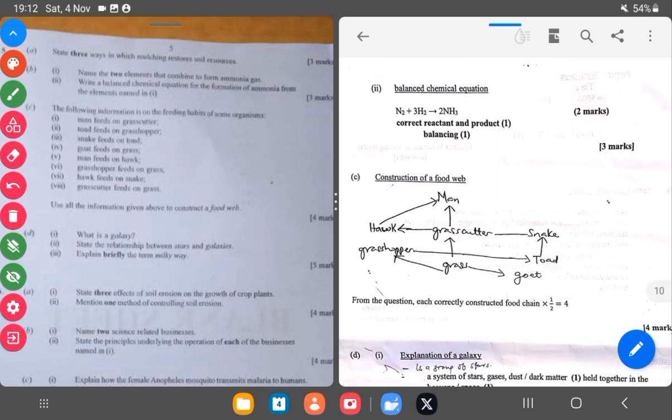So the next question is asking us to draw a food web. And for this food web, you've actually been told what to do specifically. So you should know that anywhere the arrow is pointing is a transfer of energy. So in the first question, the man feeds on grass cutter. So you can see man is feeding on grass cutter. You can see the direction of my pen. Then toad feeds on grasshopper. It means that transfer of energy is from the grasshopper to the toad. So you can see it like that.